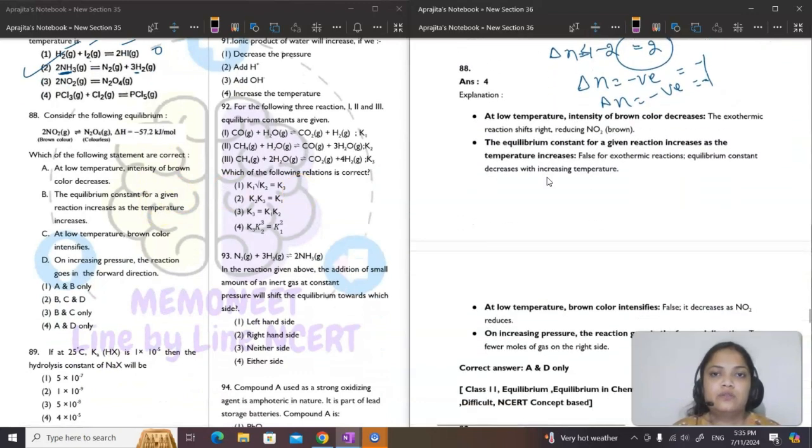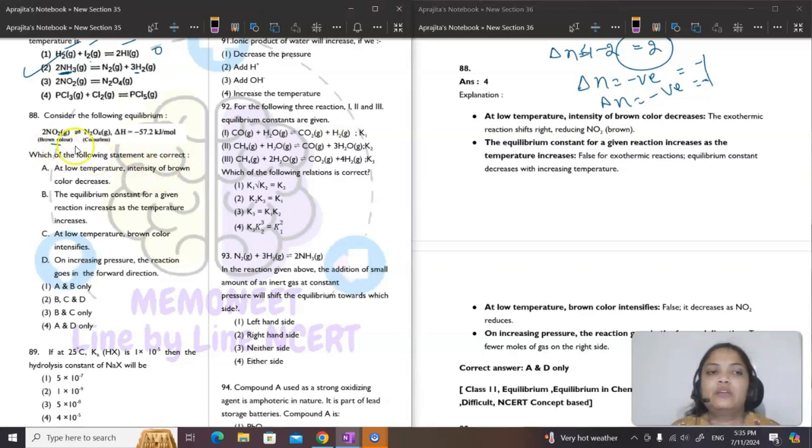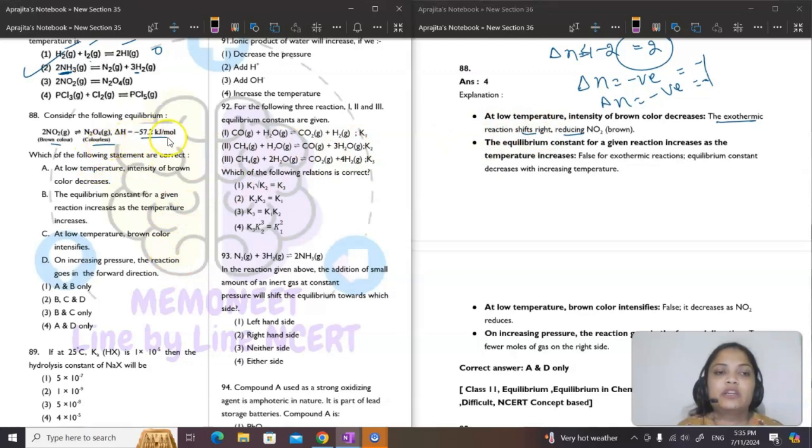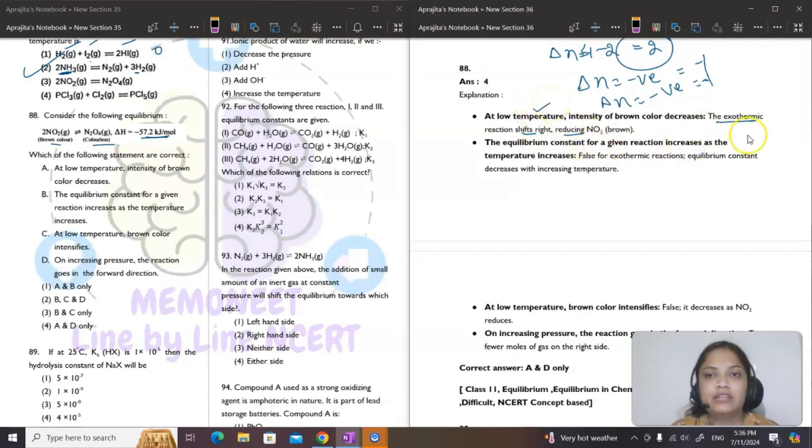Now let us see another question, question number 88. Which of the following statements are correct? So here N2O4 is changing to NO2. At low temperature, the intensity of brown color decreases. So what happens is the exothermic reaction shifts to the right, because here heat is released, it's an exothermic reaction. So if we are talking about low temperature, according to Le Chatelier's principle, the exothermic reaction shifts to the right.